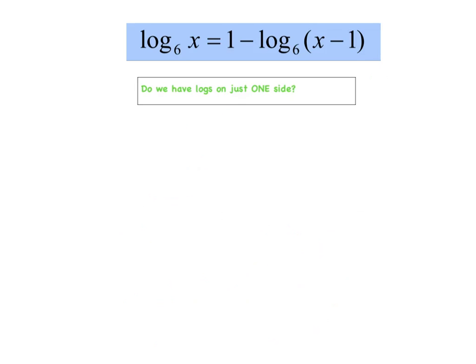All right, now I got a much tougher question for you here. Got a little bear trap in it. And start off with this question. Do we have logs on just one side? Well, kind of. And this is where the bear trap is. The first term has a log, the second term does not have a log, and yet the third term does have a log.